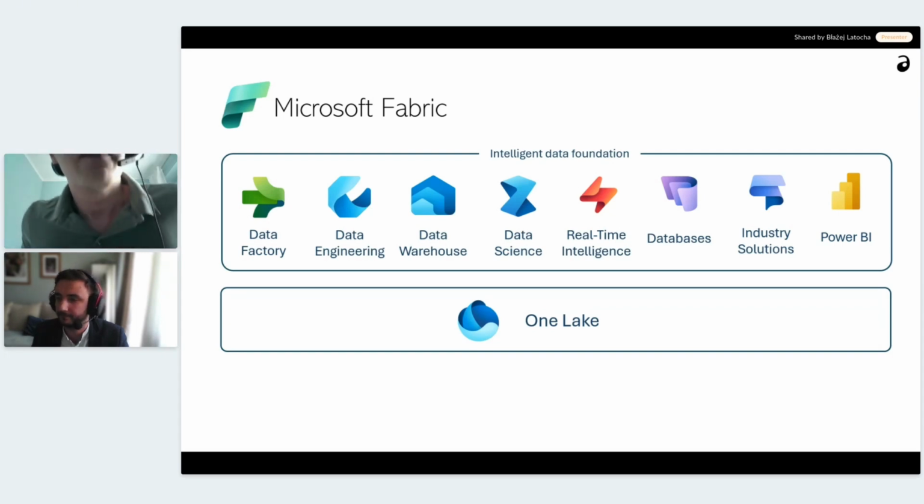And in terms of latency, because we discussed this is a very important feature of a real-time intelligence system, the latency in Fabric is from a few hundred milliseconds up to a few seconds. So it allows us to ingest data almost right away.